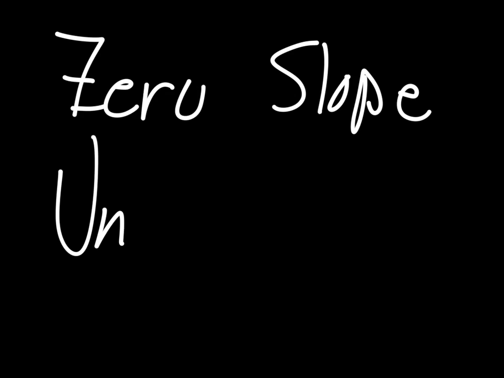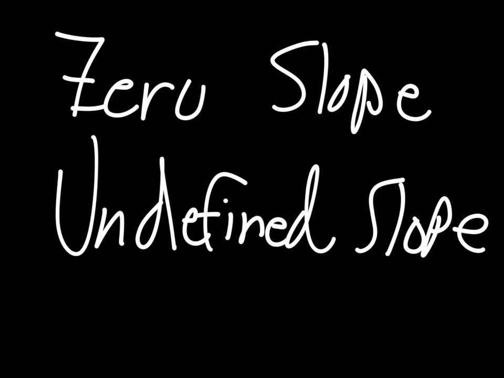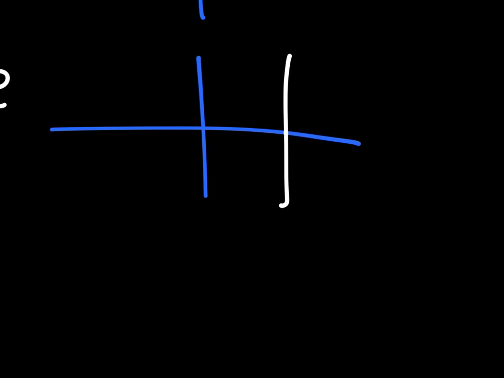One more thing I want to teach you in this section is what a zero slope is and an undefined slope. These are two different things, okay? Zero slope and an undefined slope. A zero slope looks like a straight line going from left to right, okay? An undefined slope looks like a line going up and down, okay?